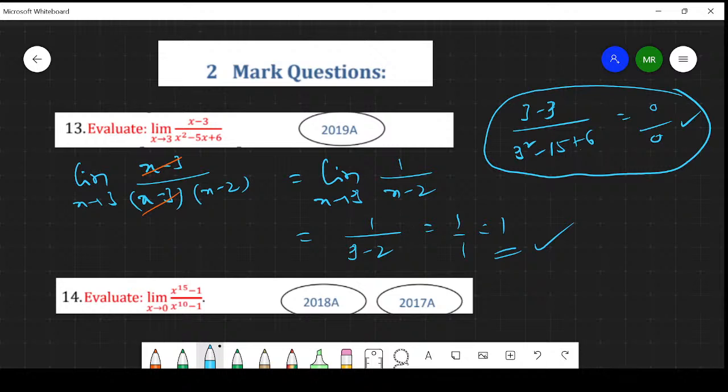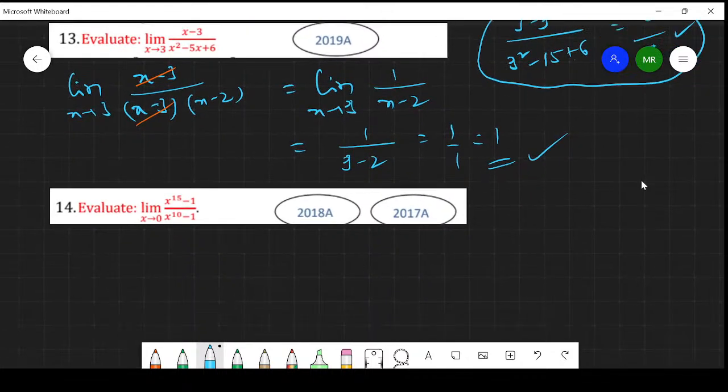I hope you understood this. If you have doubt, please ask me. I will repeat again. I hope you understood this, right? Is it clear? If you have doubt, please ask me. I will repeat again any specific problem.